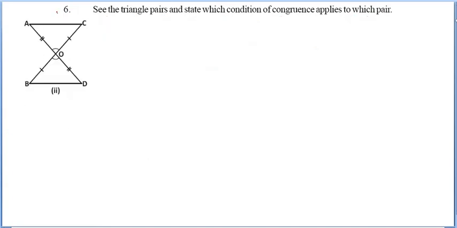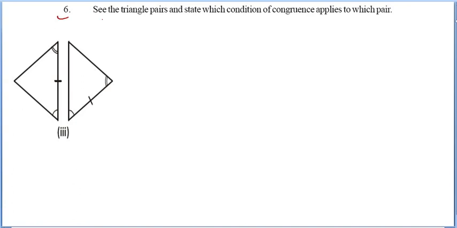Now come to the next. See the triangle pair. State which congruency is applied to the pair. So you can see here it is side, angle and side. So your congruency is SAS. So that one is the congruency. You can write.